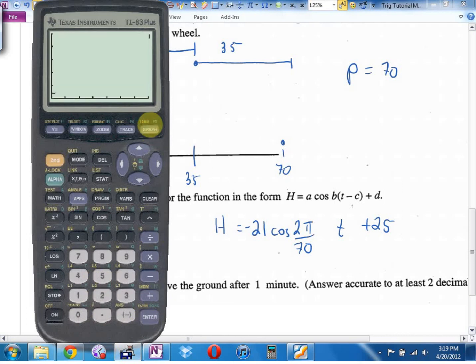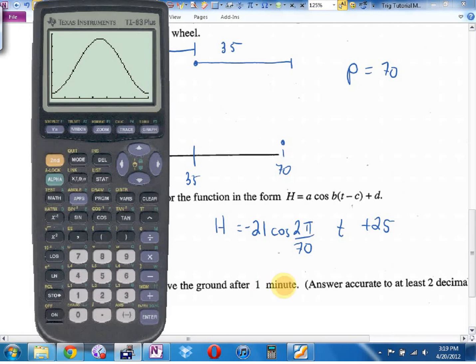And if I've done my job, hopefully the Ferris wheel goes up, hits the peak in the middle, because I'm only graphing one period, and the Ferris wheel goes down. Woohoo! If you didn't get that, now is your chance to fess up and I'll come help you. I'll make fun of you a little bit, but I'll come help you. We're all good?